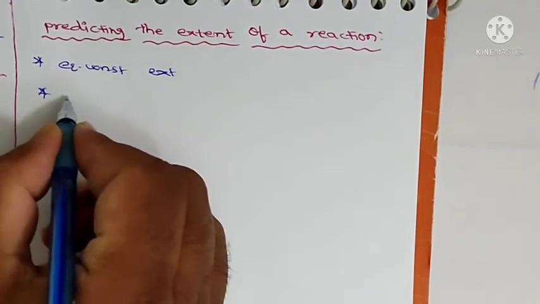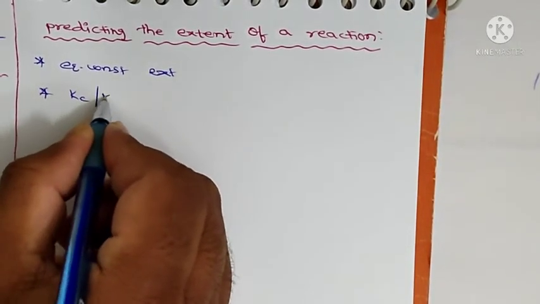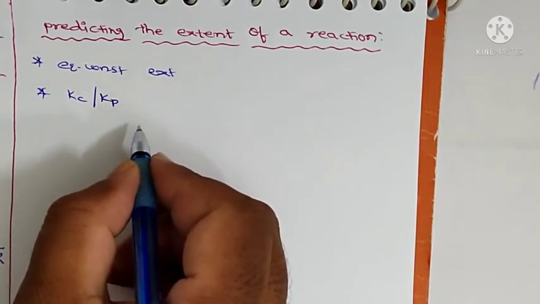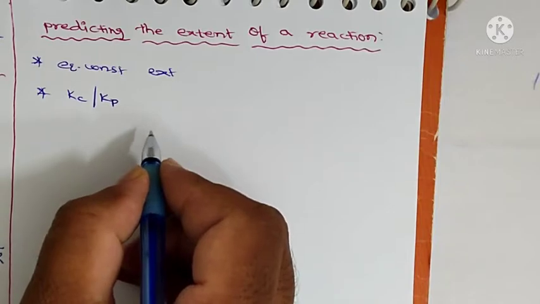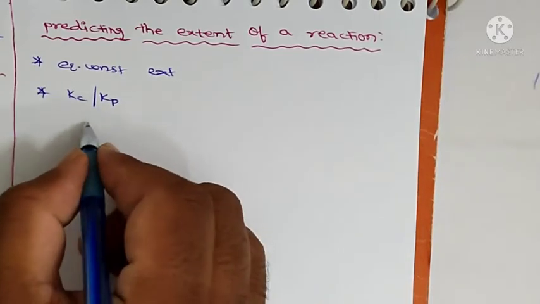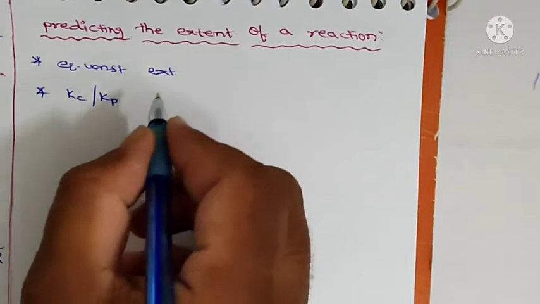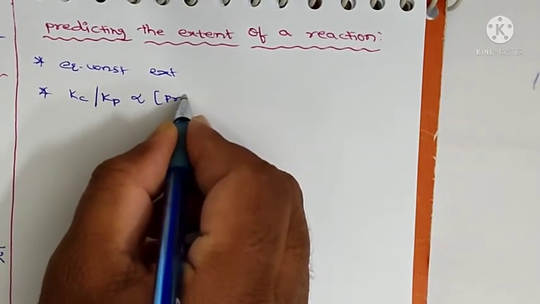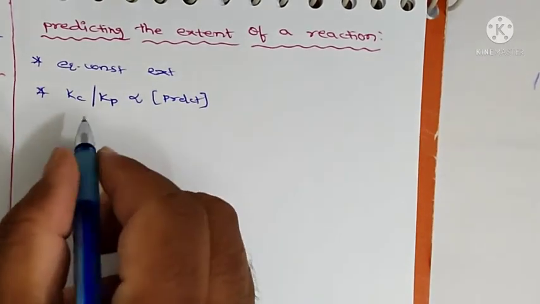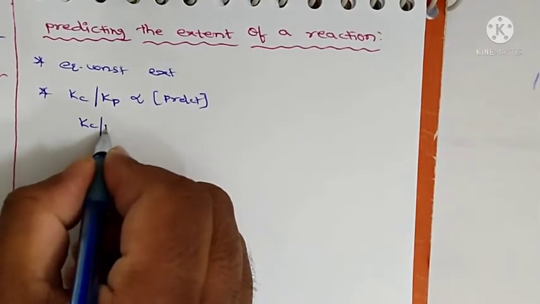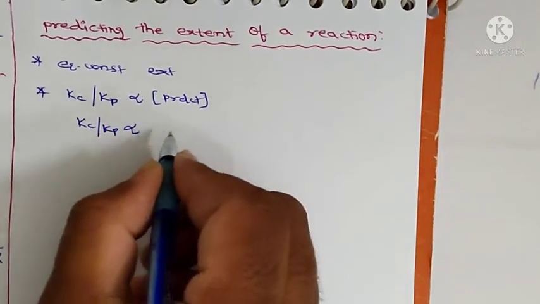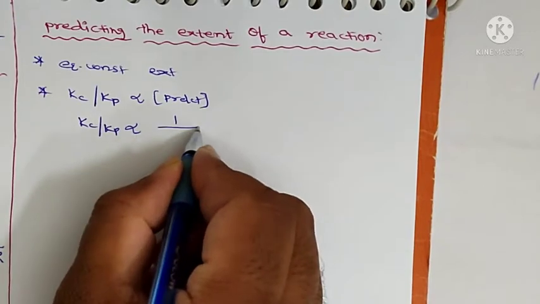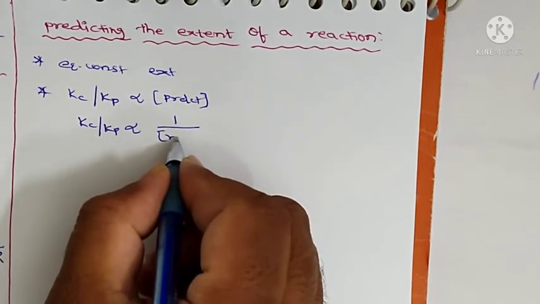And the magnitude of Kc or Kp is directly proportional to the products' concentration and inversely proportional to the reactants' concentration. So Kc or Kp is directly proportional to the products' concentration, and Kc or Kp is inversely proportional to the concentration of reactants.